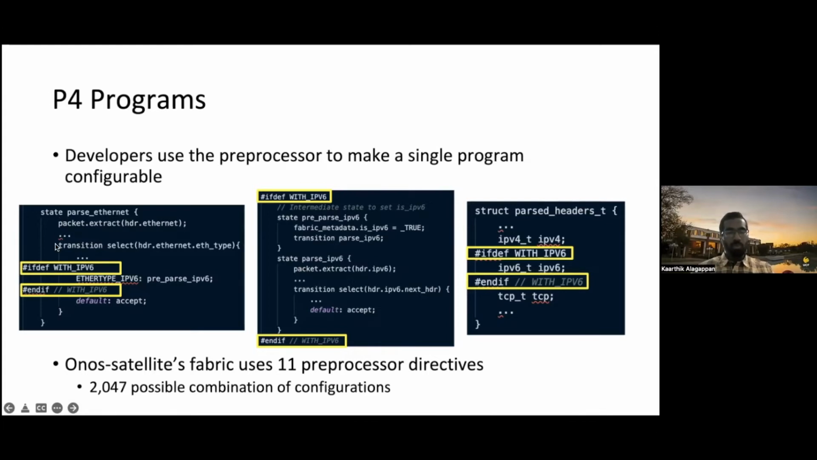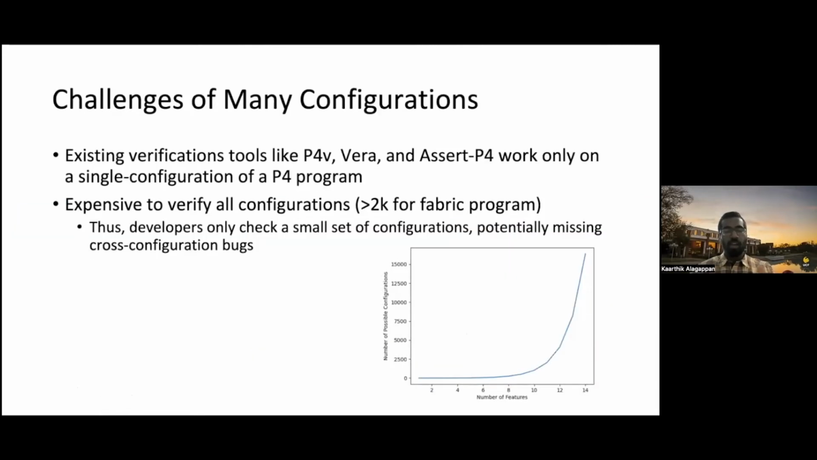With 11 preprocessor directives, or 11 features in this case, there are more than 2,000 possible configurations that need to be tested. This brings us to the next point: existing verification tools like P4V and Vera only work with a single configuration of a P4 program. So for something like Fabric, it has to be compiled with different features enabled, and for each configuration they have to run it individually. As you can expect, it's very expensive, because for the Fabric program it's 2,000 different configurations, and running it 2,000 times can be very expensive.